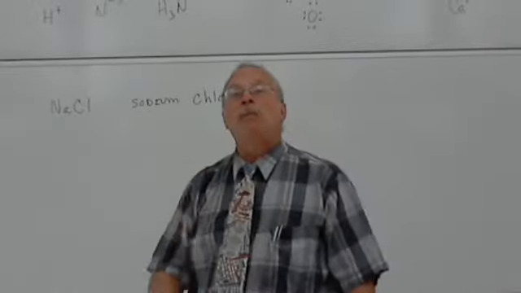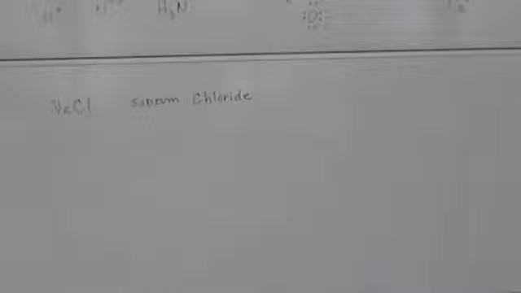All right, what if it's not a binary compound? What if there's more than 2 elements? Then you're probably dealing with a polyatomic ion. And the name simply becomes the name of the polyatomic ion, which you have memorized.